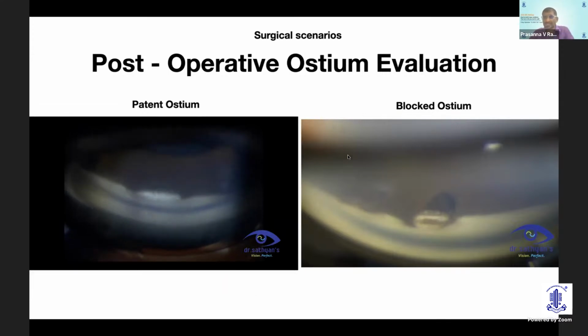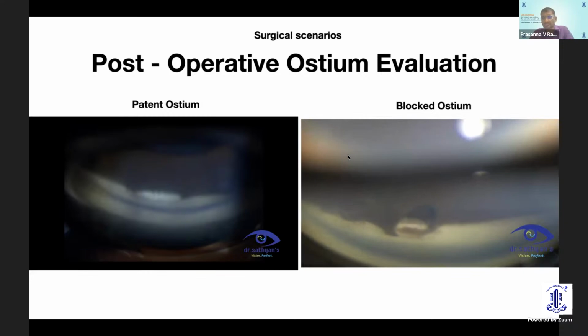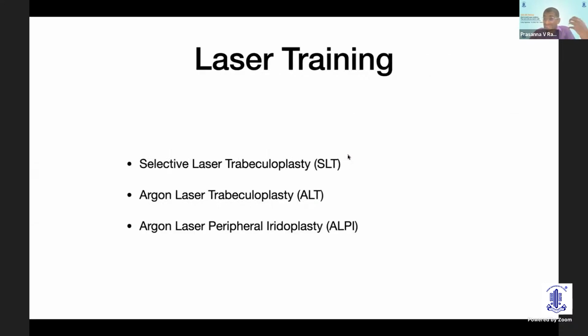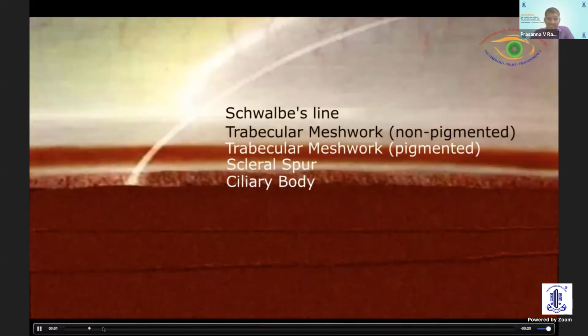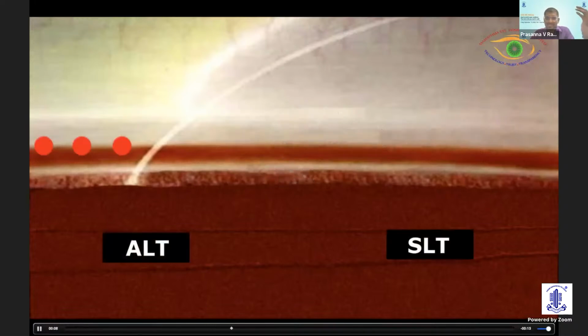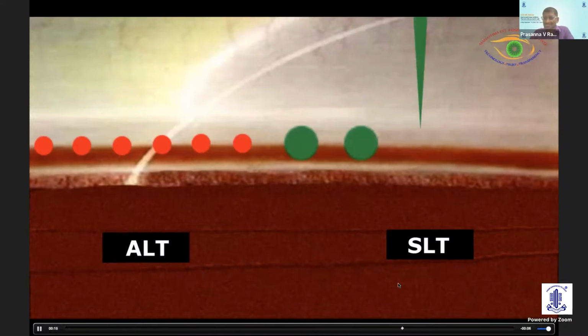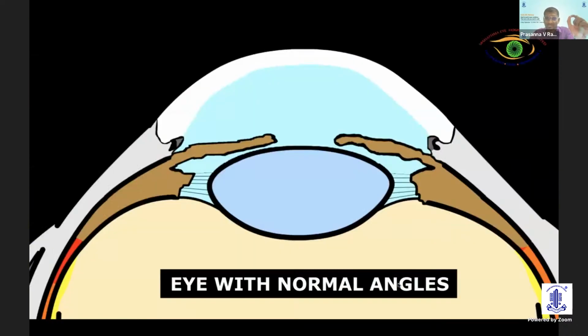So more practical video-based learning is going to be the smart way forward, even for lasers that are currently not being done, such as an ALT versus an SLT. We tend to go theoretical in this with the residents, where they have a lot of paragraphs. You can see that the spot size in an ALT is much smaller than the spot size in an SLT, and it is placed at the junction of the pigmented and the non-pigmented trabecular meshwork.